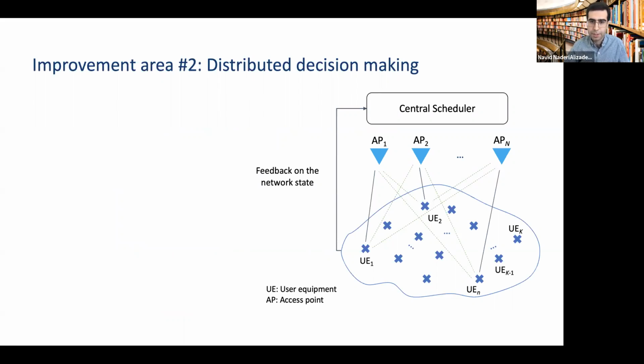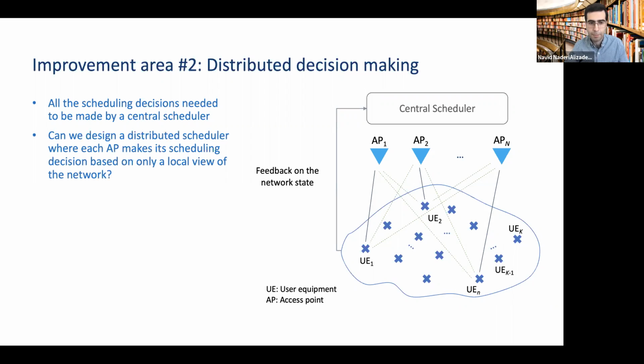And second, or perhaps more importantly, we want to make this decision-making distributed. So what I mentioned to you was basically we have a central entity that has access to all the information across the network, and that is going to decide on the, let's say, the scheduling actions of all the access points across the network. And that might be kind of unrealistic because we're doing this every millisecond and that needs to be so fast.